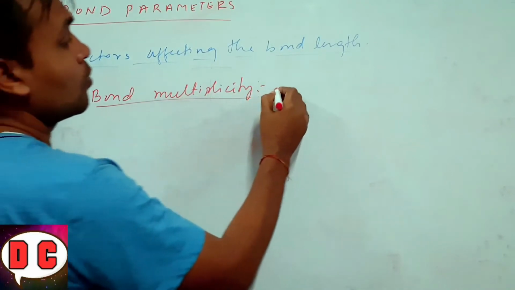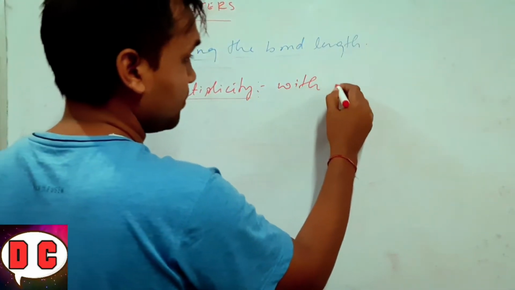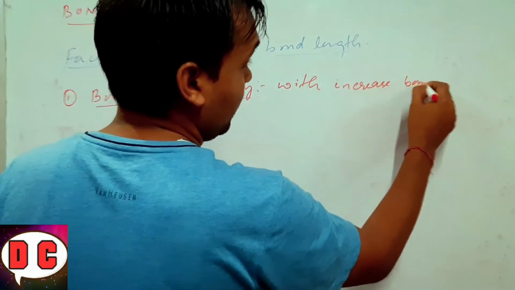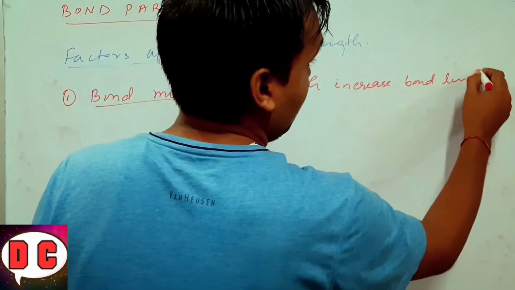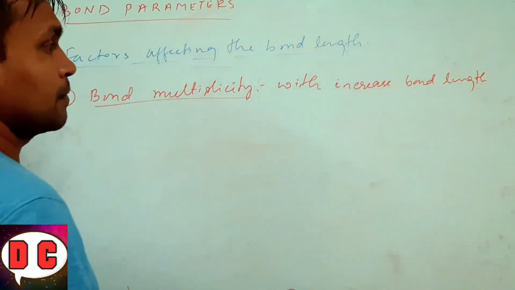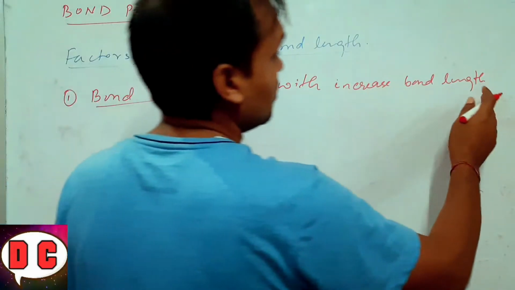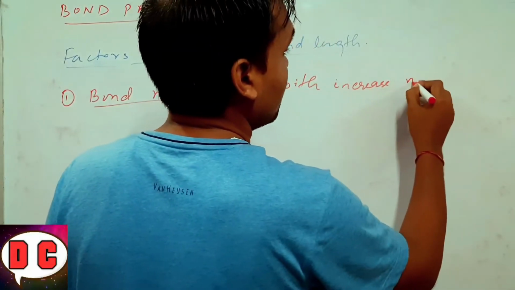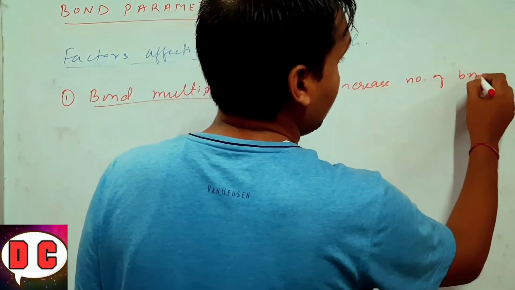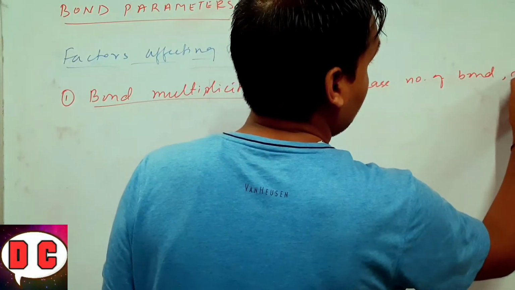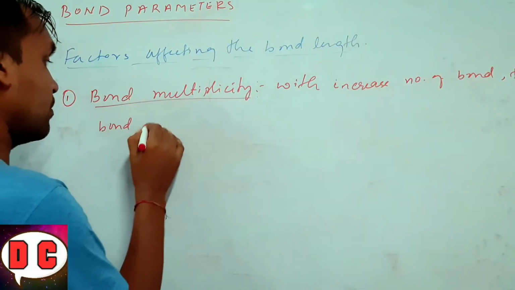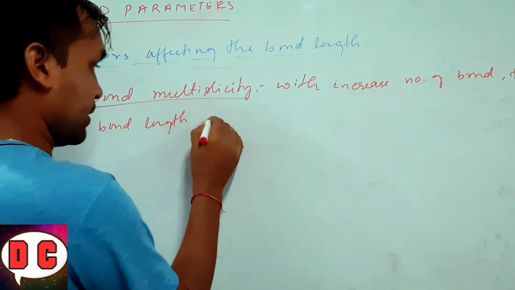So remember, with increase in the number of bonds, the bond length decreases.